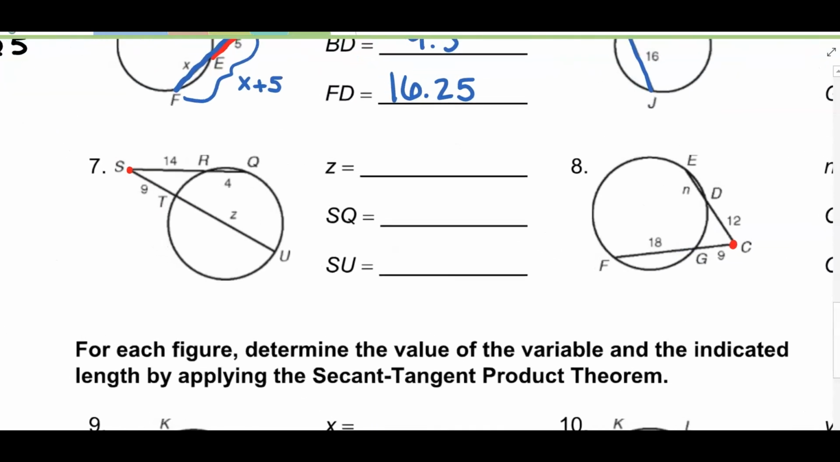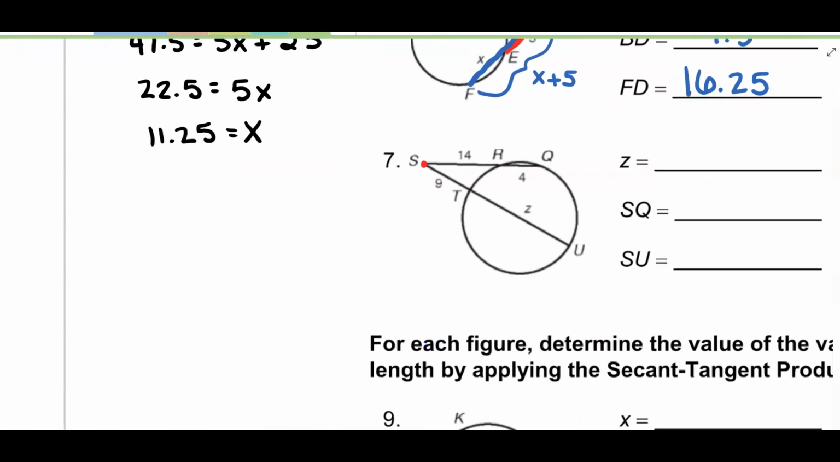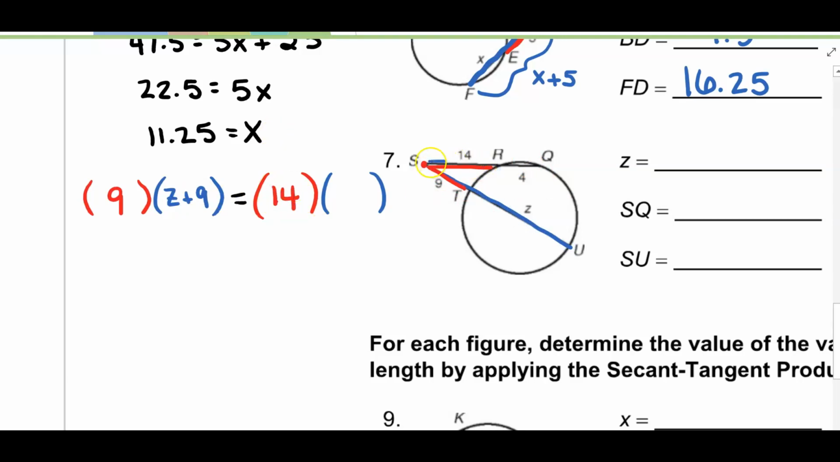Okay, number 7. Okay, we're still doing part times whole equals part times whole. So we have outside of 9 times the whole of 9 plus z, or z plus 9, is equal to the other outside 14 times the whole of 14 plus 4, which is 18. So I distribute over here. I have 9z plus 81 equals 14 times 18, which gives me 252.